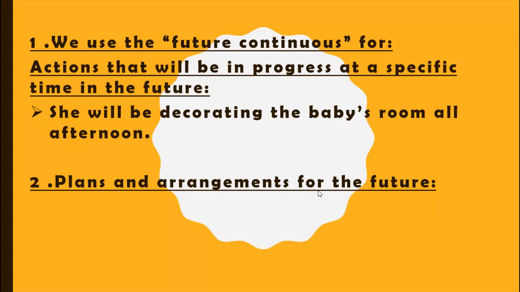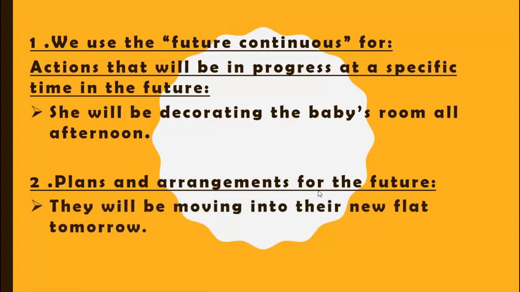Another one, plans and arrangements for the future. They will be moving into their new flat tomorrow. The time expression here, tomorrow. They will be moving into their new flat tomorrow. Will be plus ing. This means I have planned and arranged for the future. And this means at this time tomorrow, I will be in the middle of my action. My action hasn't completed yet. We're still doing it and will complete it in the future.